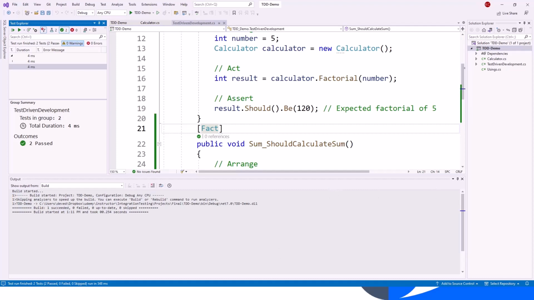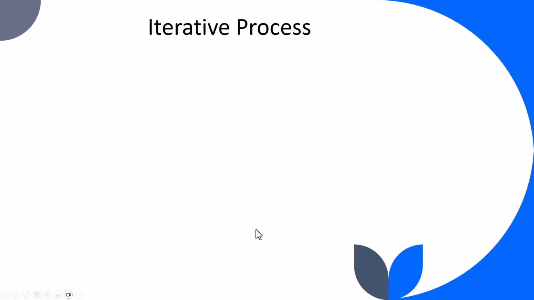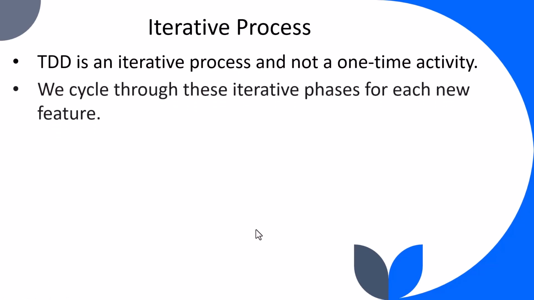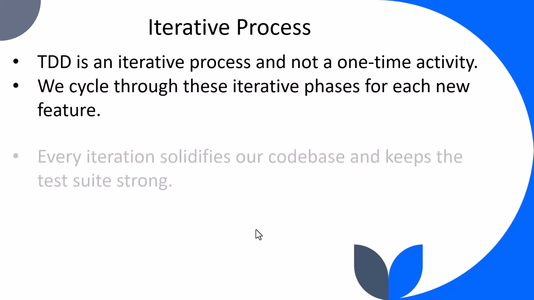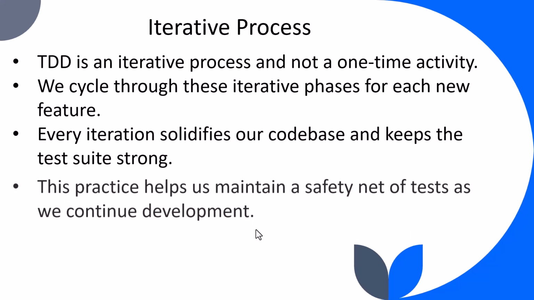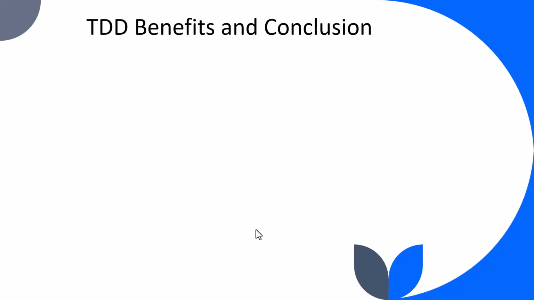So what is the next slide? Let's flip over to the slideshow once again and see the iterative process. TDD, as we have seen, is an iterative process and not a one-time activity. We cycle through these phases for each new feature, and every iteration solidifies our code base and keeps the test suite strong. This practice helps us maintain a safety net of tests as we continue development.